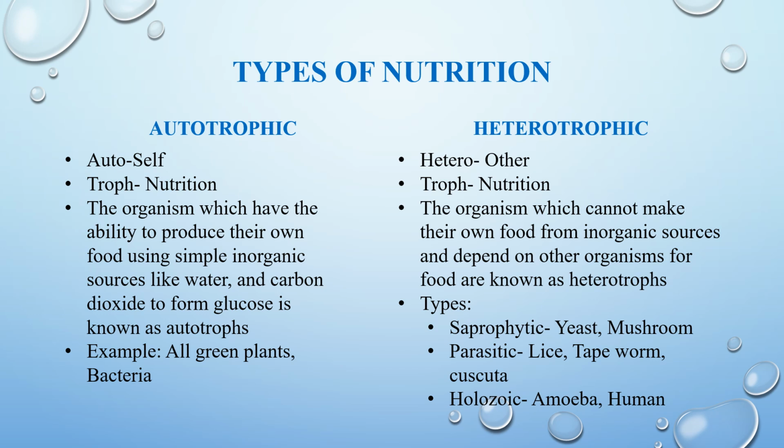Plants get their own food by the process of photosynthesis. On the other hand, in heterotrophic nutrition, the word heterotroph is split into hetero and troph. Hetero means other, troph means nutrition. The organisms which cannot make their own food from inorganic sources and depend on other organisms for food are known as heterotrophs. The process of obtaining nutrition from other organisms is known as heterotrophic nutrition.